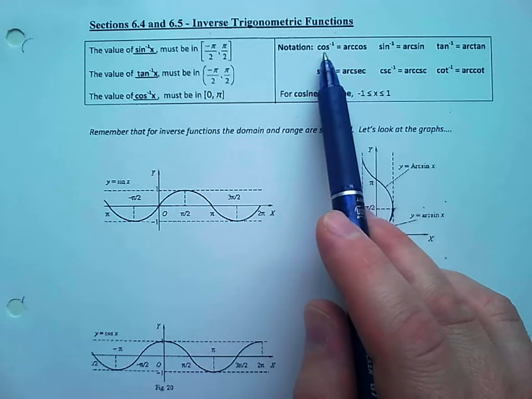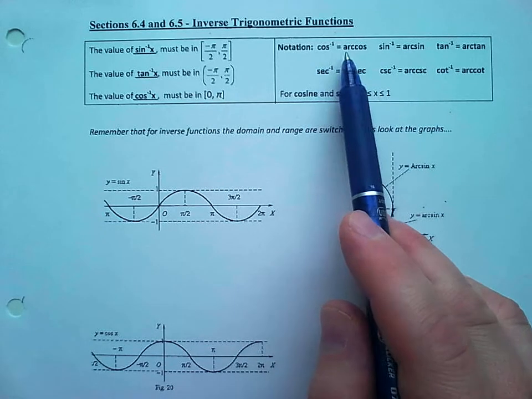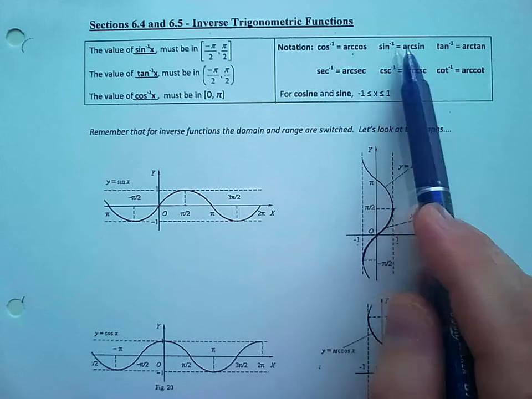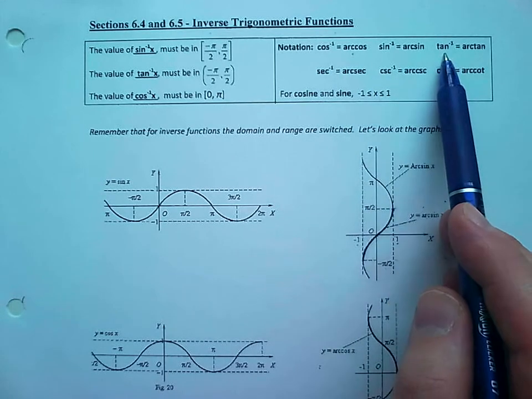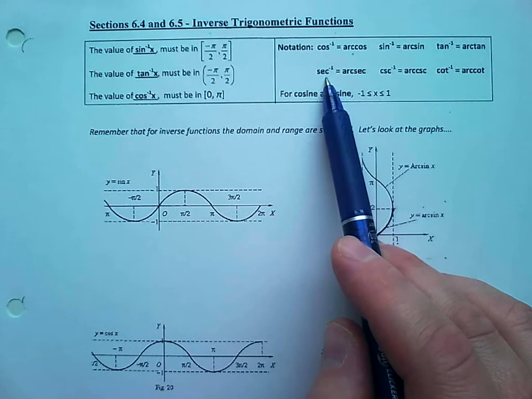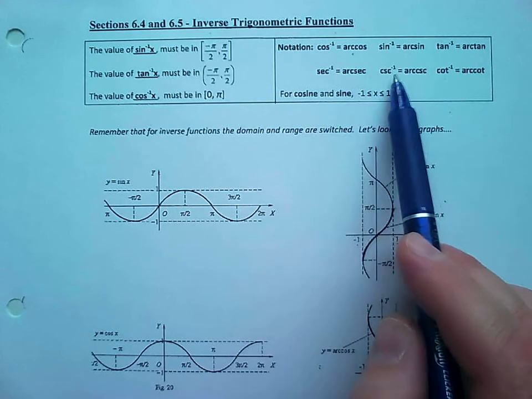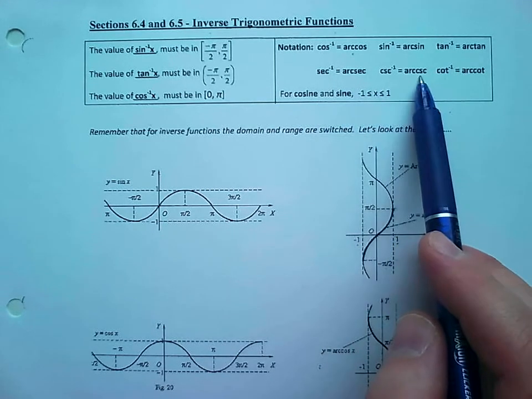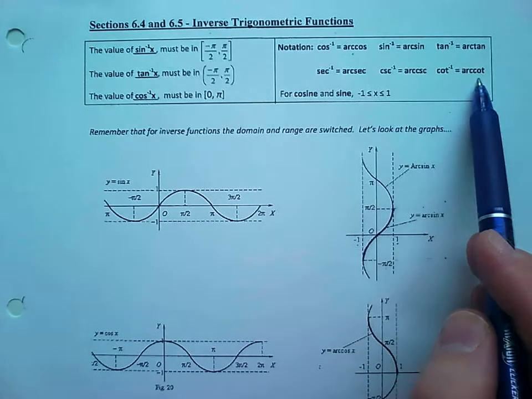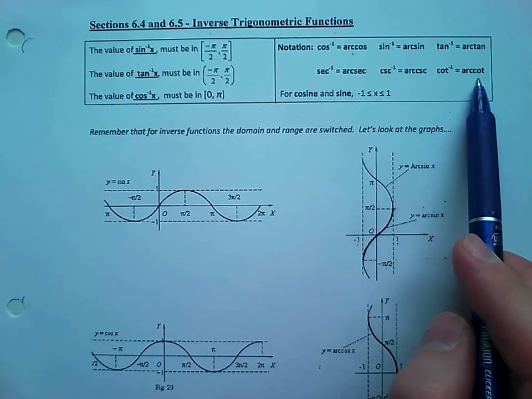First off, we're going to be looking at the inverse of the cosine, which we're going to call the arc cosine. For the sine, we're going to call it the arc sine, and for the inverse tangent, we're going to call it the arc tangent. For the inverse of the secant, we're going to call it the arc secant. Inverse cosecant is going to become the arc cosecant. And the inverse of the cotangent is what we're going to call the arc cotangent.